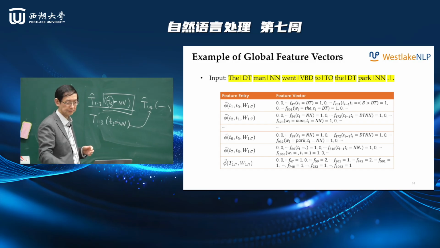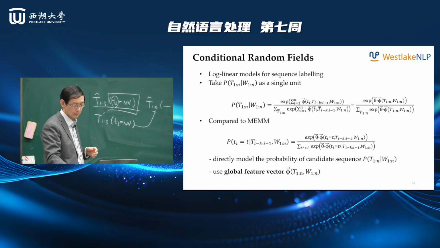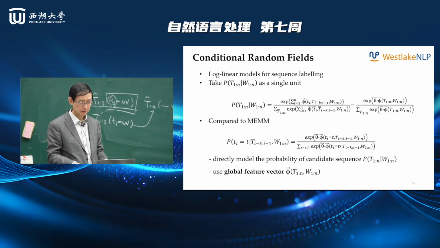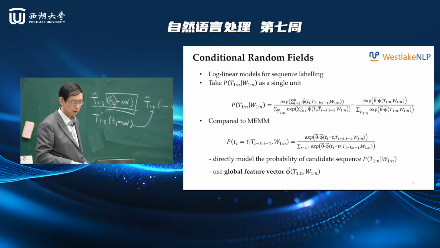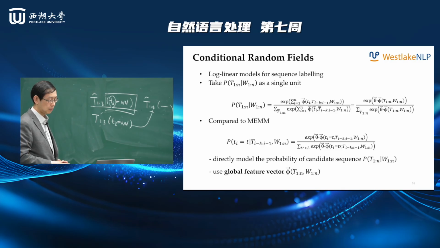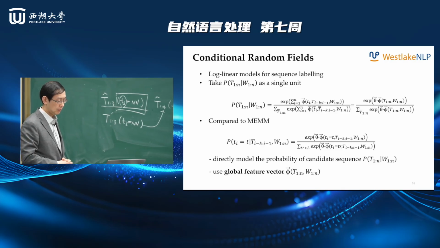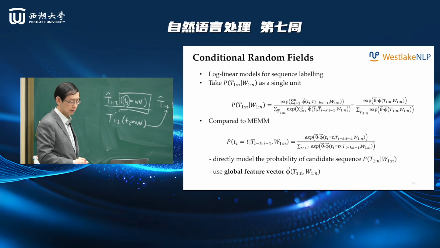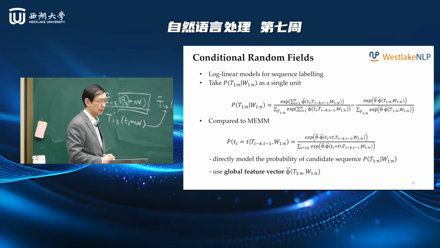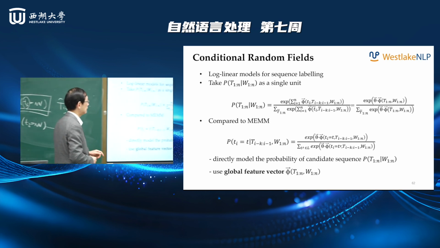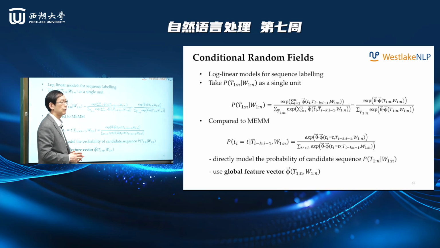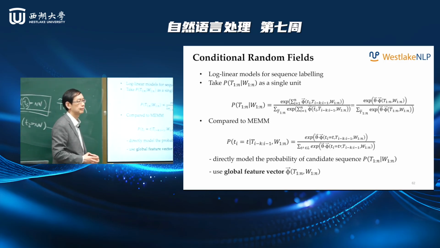All right. Now, let's compare the conditional random field feature vector and the maximum entropy Markov model feature vector. So both are log linear models. The difference is that MEMM treats every tag as a single unit, but CRF treats the tag sequence as a unit. Okay?